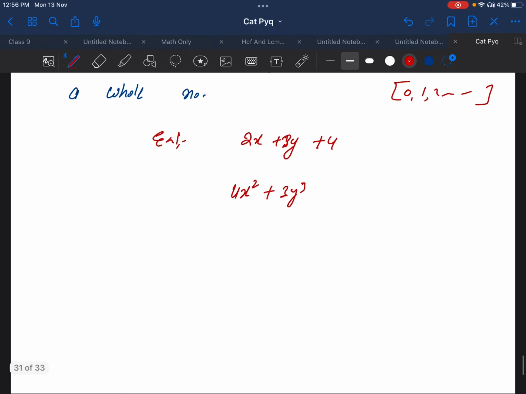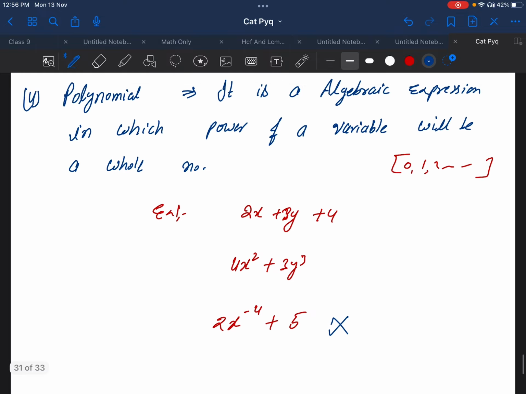Now another example: 2x to the power minus 4 plus 5. Is this a polynomial? No, this is not a polynomial, because we can clearly see that the power of a variable is a negative integer. So this is not a polynomial. I hope you clearly understand what I am saying.